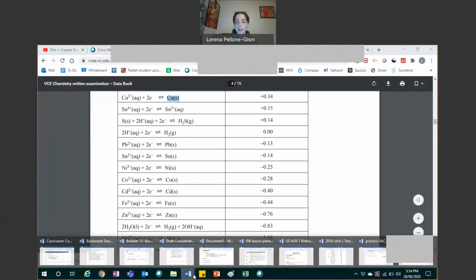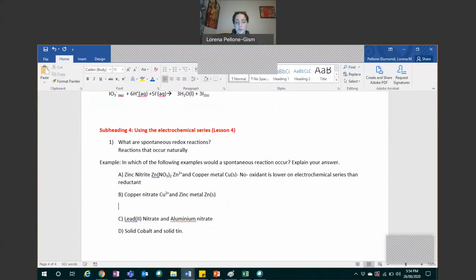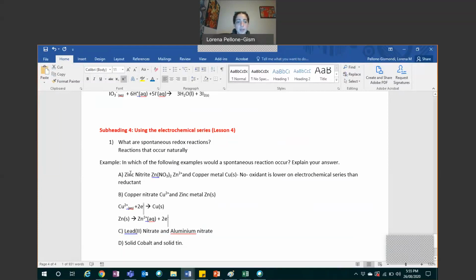Sometimes they'll get you to actually write out the half equations and you just simply copy them from the electrochemical series. So you're writing Cu2+(aq) + 2e- produces Cu(s), and it'll be Zn(s) for oxidation produces Zn2+ + 2e-. You can just get those straight from the electrochemical series, and then you could do the overall. But just to remind you, make sure that these are superscript. And just to remind you, this is reduction and this is oxidation.